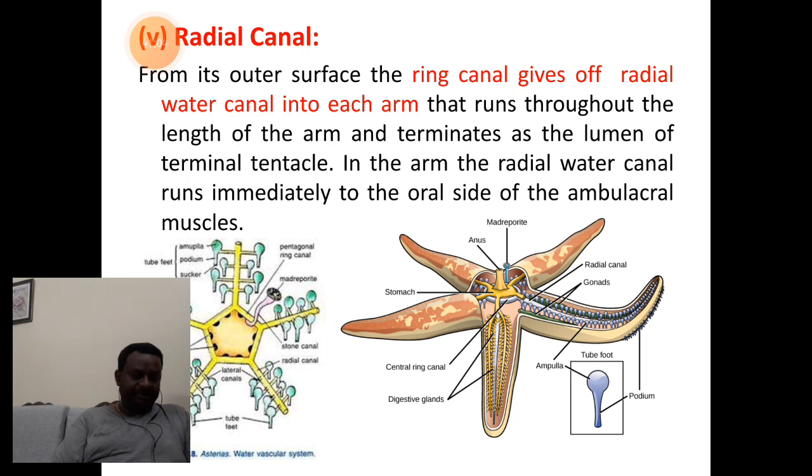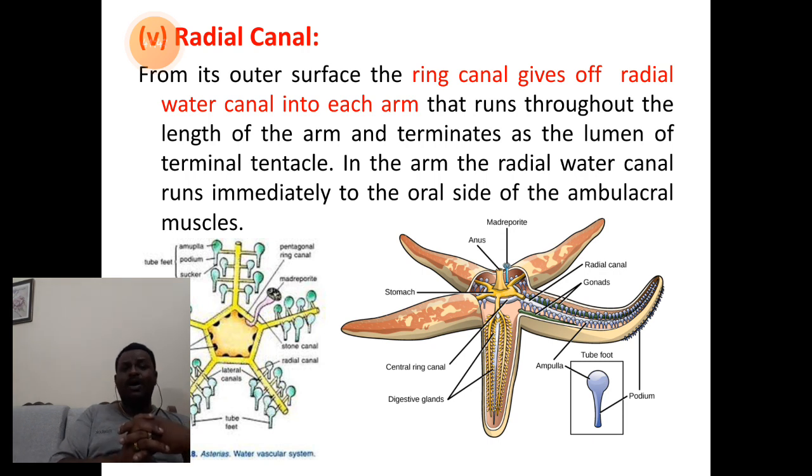After understanding the structure of ring canal, the fifth part is the radial canal. We know that the pentagonal ring canal at its every corner shows extensions into the arms of the starfish, which we call radial canal, which enters into the arm till its tip portion, that is terminating portion. This radial canal is a hollow tube with the inner lining of muscles and ciliated epithelium.